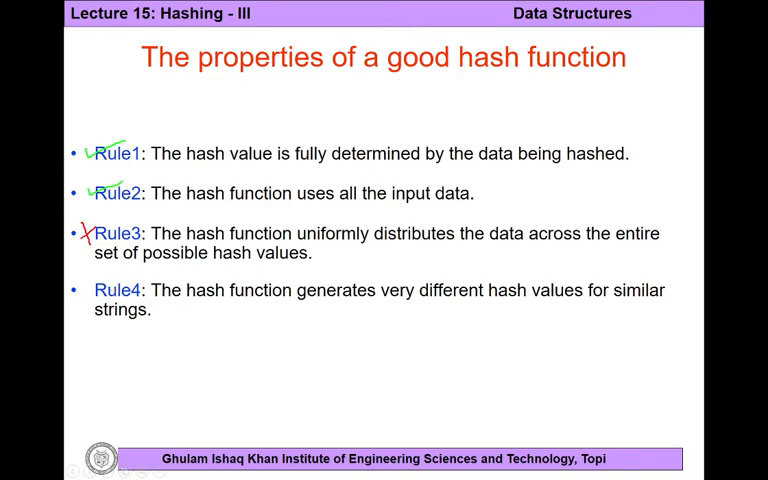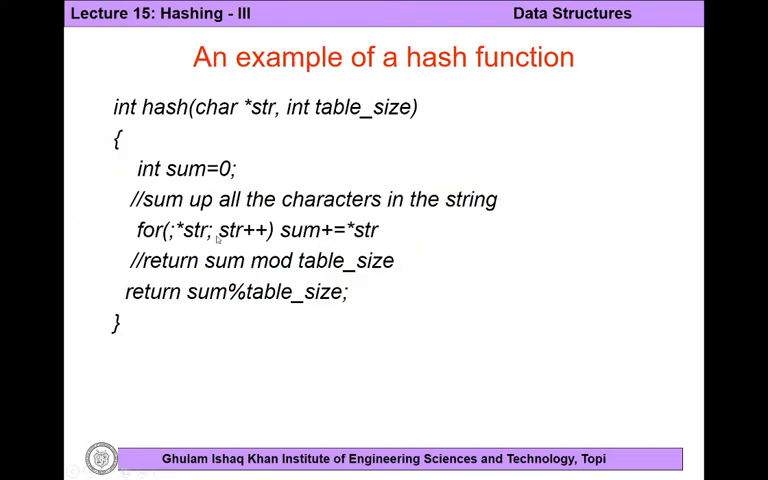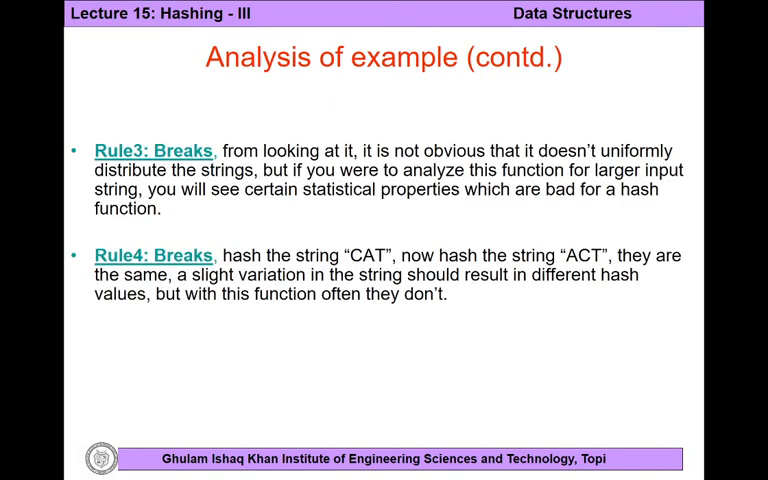Now rule number 4. Rule number 4 says that the hash function should generate very different hash values for similar strings. But keeping the example of ACT and CT in view, it is going to produce the same slot. If you see the hash function, it is simply summing all the characters. It is not using any radix 128 notation or any other such notation. So this hash function is breaking rule number 4 as well.